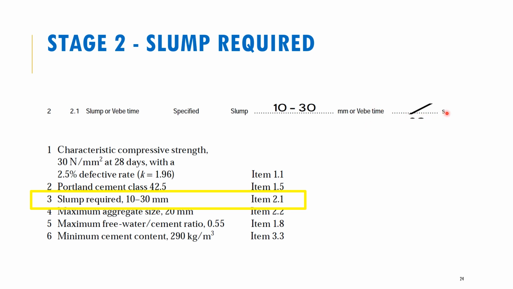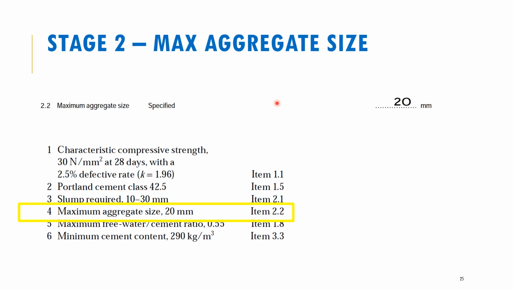So the VEBE time, don't worry about that. We're not concerned with that. So we're more concerned with the slump. VEBE time is a measure of workability that we haven't discussed in this course. So we're just concerned with the slump. And the slump was specified by the client as anywhere between 10 to 30 mils. So that was for the first step in stage 2.